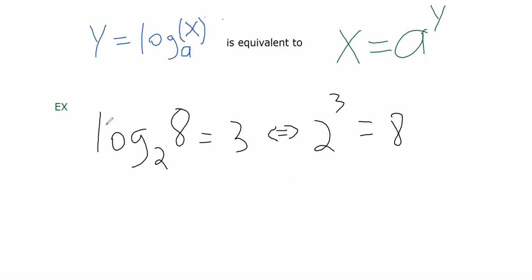Next up, all we're doing is making these connections here. What's the connection between everything? Another one, we'll just look at a couple examples here. 10 raised to the fourth power is equal to 10,000. That's a true statement.